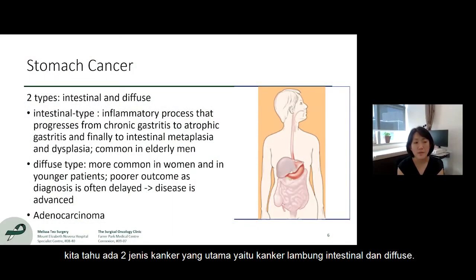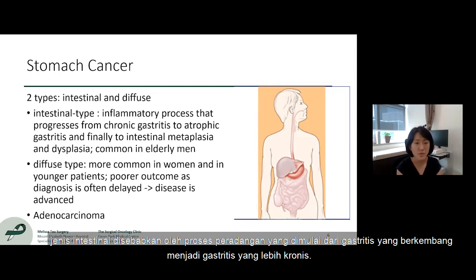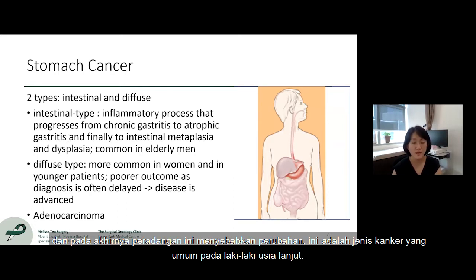So with stomach cancers, we know that there are two main types, the intestinal and the diffuse stomach cancers. The intestinal type is caused by an inflammatory process which starts from gastritis, then progresses on to a little bit more serious kind of gastritis, and finally when this inflammation results in changes in the inner lining of our stomach. And this is a type of cancer that is very common in elderly men.